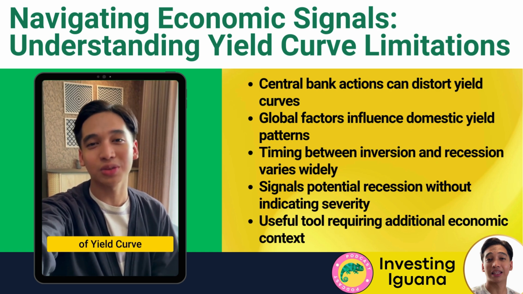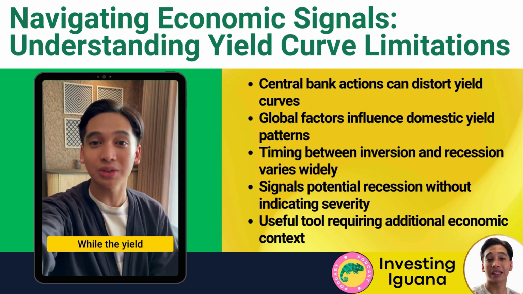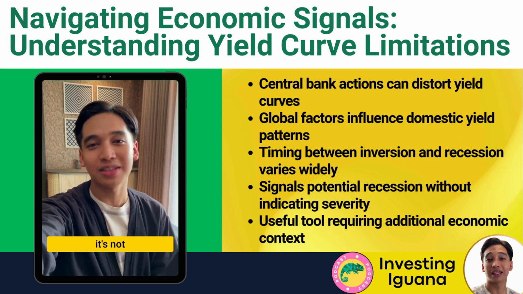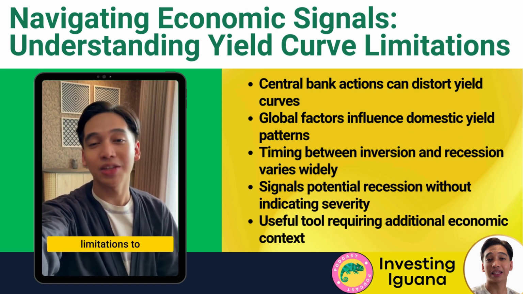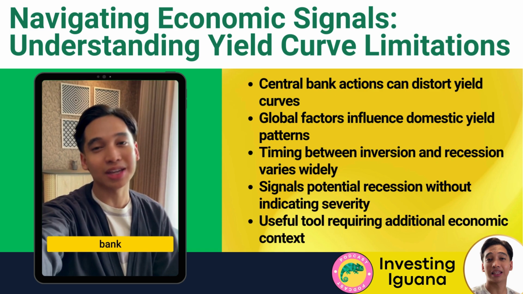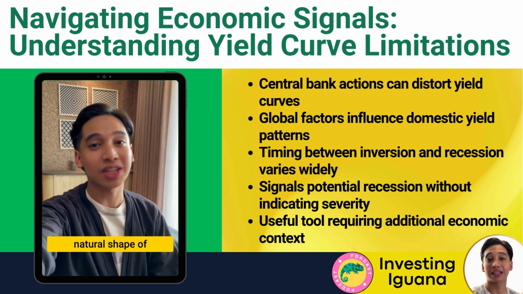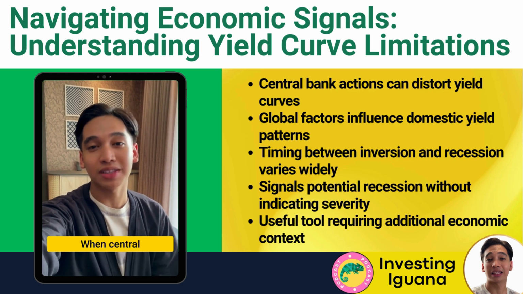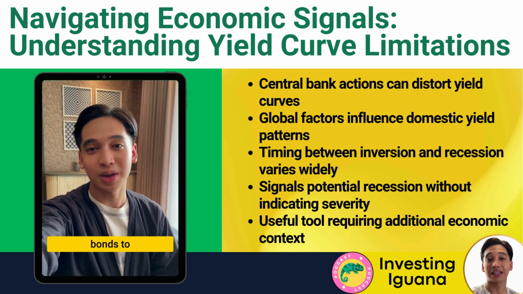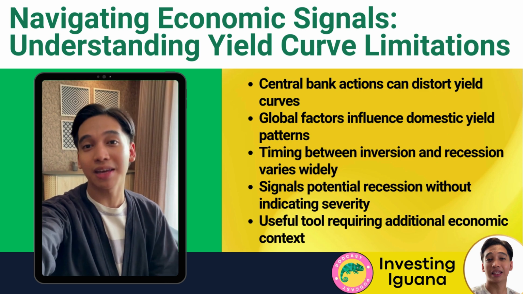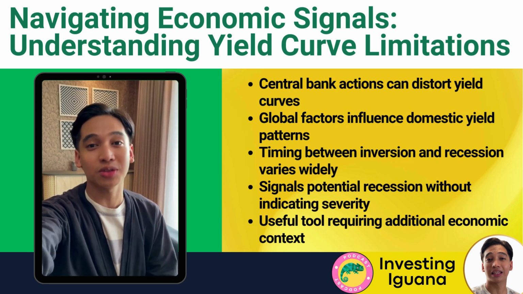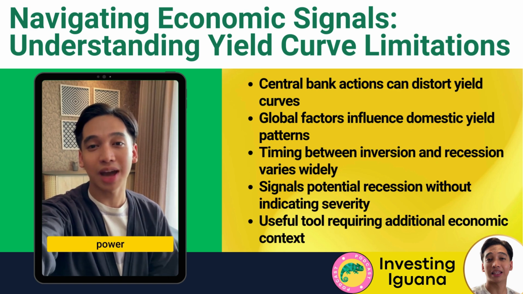The limitations of yield curve analysis. While the yield curve is a powerful tool, it's not perfect. Here are some limitations to keep in mind. Central bank interventions can distort the natural shape of the yield curve. When central banks actively buy or sell bonds to implement monetary policy, they can artificially influence yields in ways that reduce the curve's predictive power.